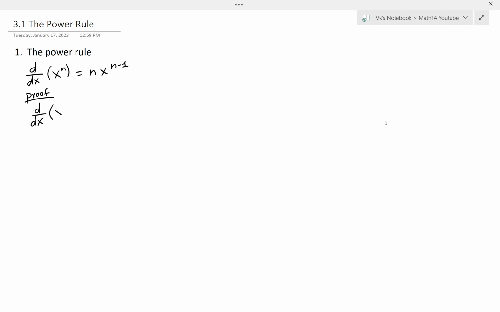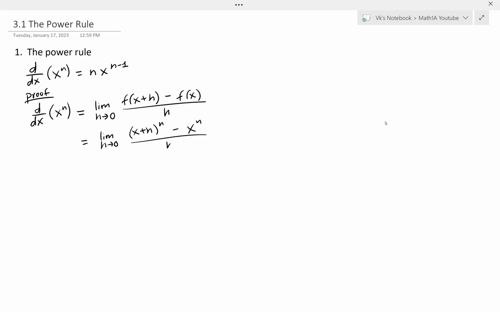The derivative with respect to x of x to the n is the limit as h goes to 0 of f(x plus h) minus f(x) over h. That is the limit as h goes to 0 of (x plus h) to the power n minus x to the n over h. We're going to use the binomial theorem to FOIL it out.